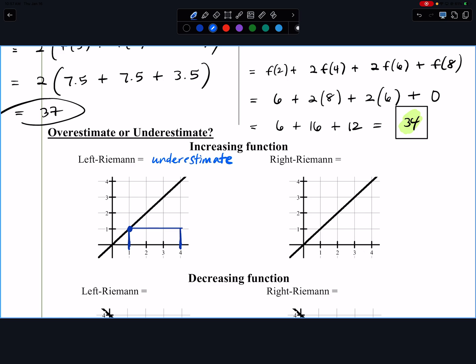If it's a right Riemann sum, let's do the same thing. Let's pick from 1 to 4. Because this is the right endpoint, that's my height. So is this an overestimate or an underestimate? This would be an overestimate. Okay?